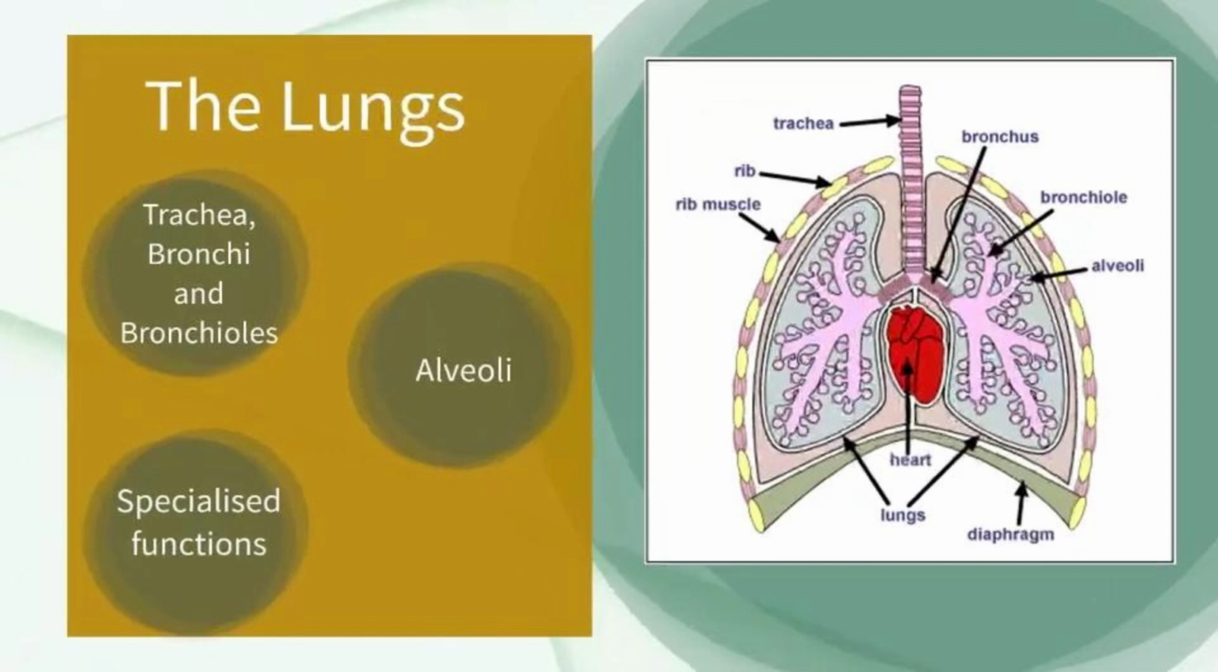We also have another structure called the diaphragm, and that sits at the bottom of the lungs and separates the lungs from all the other organs in your abdomen. And that can also rise and fall, allowing for more space in the chest cavity for the lungs to inflate and deflate.